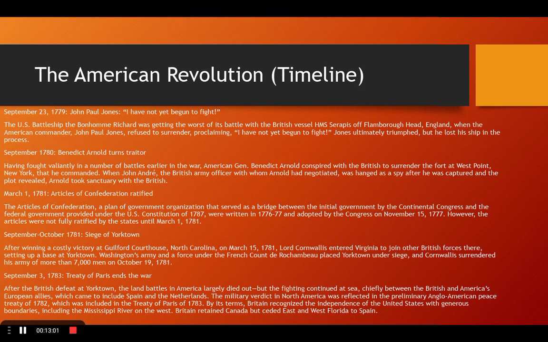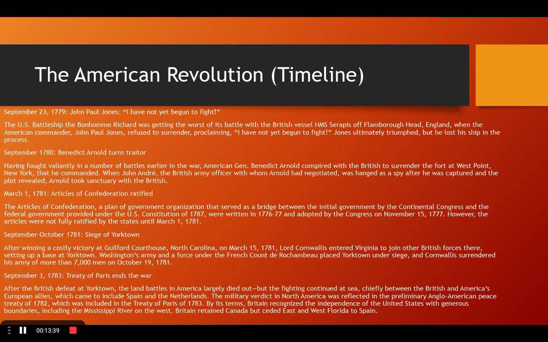September 1780, Benedict Arnold turned traitor. Having fought valiantly in a number of battles earlier in the war, American General Benedict Arnold conspired with the British to surrender the fort at West Point, New York, that he commanded. When John André, a British army officer with whom Arnold had negotiated, was hanged as a spy after he was captured and the plot revealed, Arnold took sanctuary with the British.